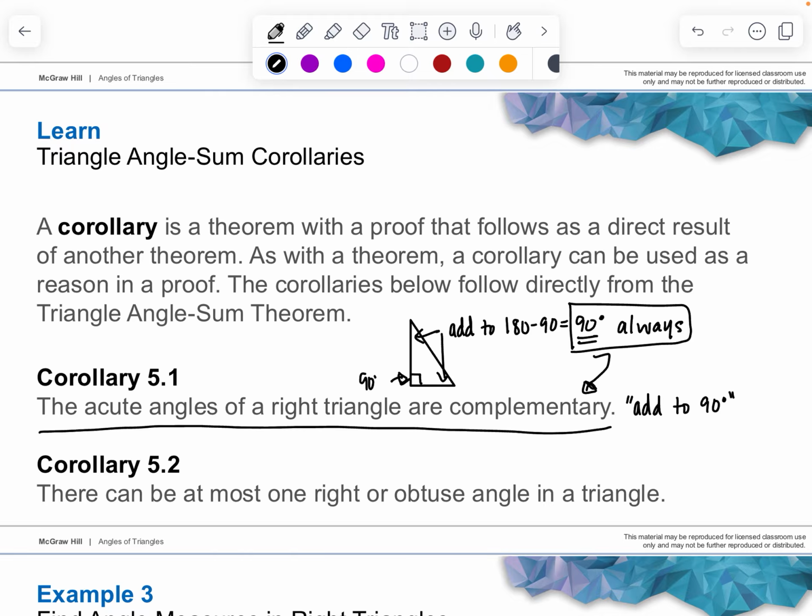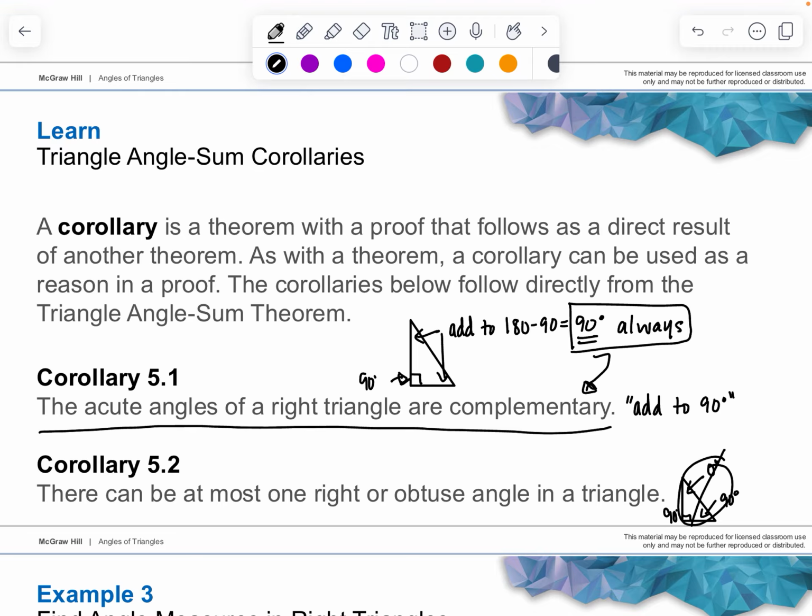There can be at most one right or obtuse angle in a triangle. Well, that makes sense as well because, if you have a right triangle, let's look at that. If this is 90 right there, can either one of these also be 90? No. Because then, if I made this one 90, this one would be 0 degrees. And that is impossible. Can't do it.